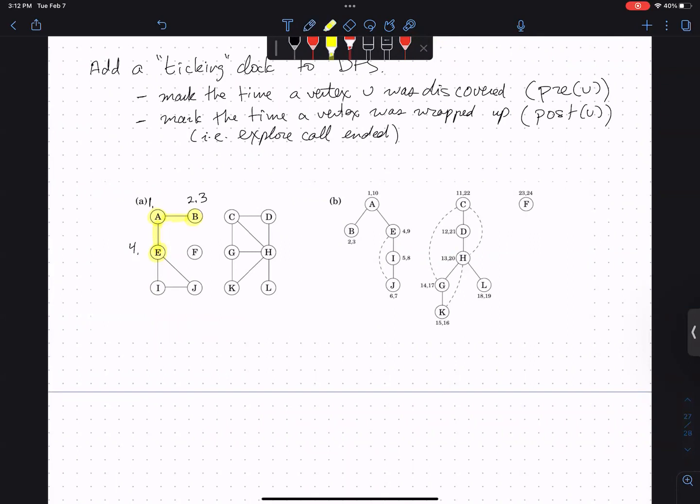Then from E, we go to I, now it's time five. From I, we go to J, and now it's time six. But J, again, has nowhere further to go. So we wrap up, put a seven, go back up to I. Now I, we're also done. We're going to wrap up there and put an eight. We go to E. E, we're also done. And finally, A, we're also done.